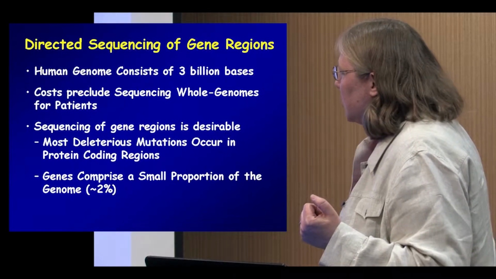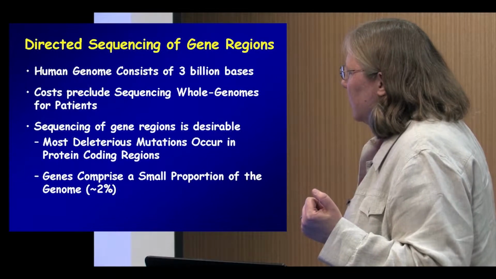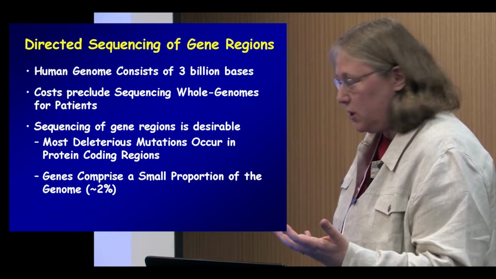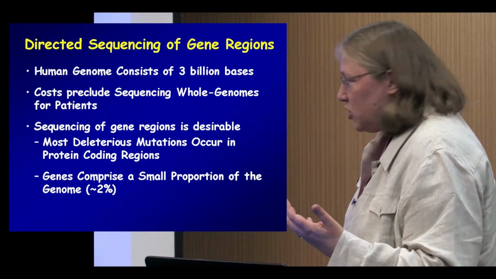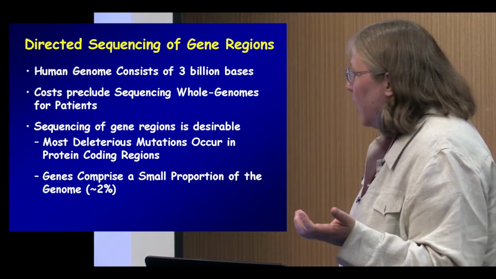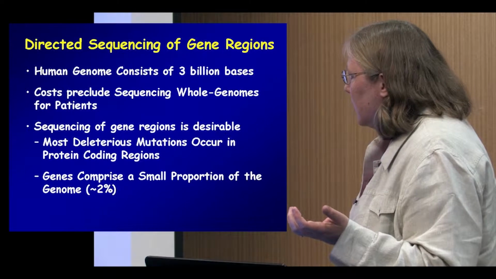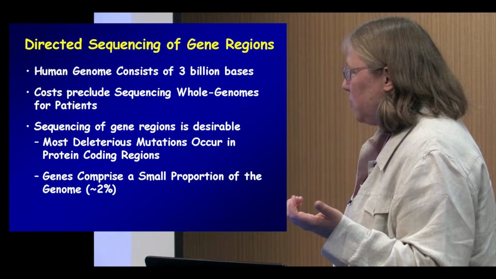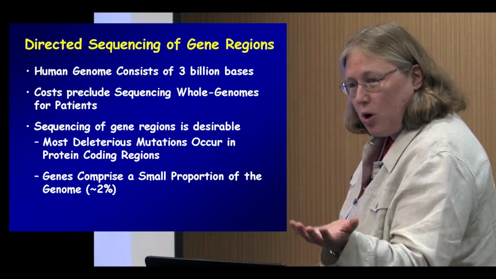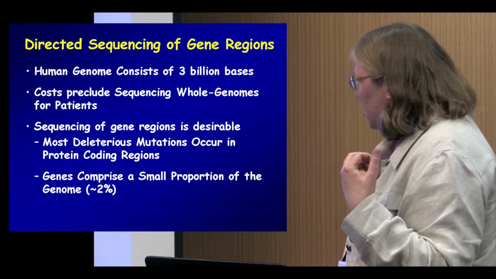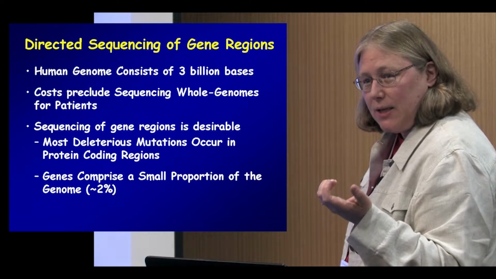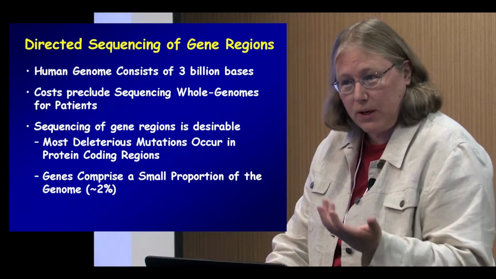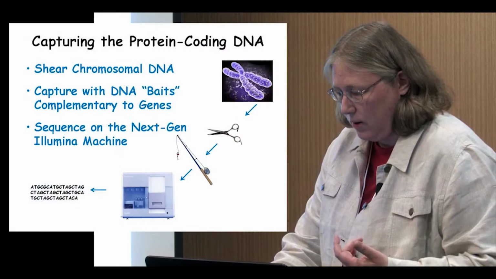But the thing that's interesting about our genome is that the genes, the coding parts of our genome, the parts that make proteins, are only about 2% of our genome. And most often, the mutations that cause disease are located in the genes, in these protein coding parts. So if we could pull out just this 2% and sequence that, that would be much more cost effective and more bang for our buck, because we could find our mutations, hopefully.